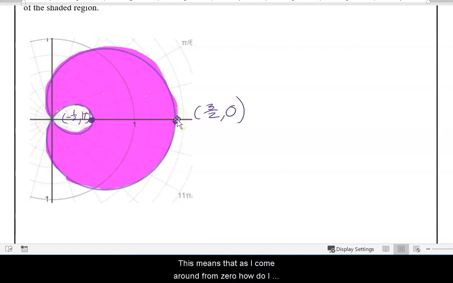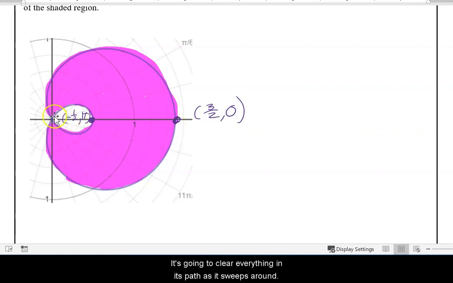This means that as I come around from 0, how do I get back to the pole? Be aware that the problem with going from 0 to the first time it hits the pole is that it does in fact work like the windshield wipers on your car when it's clearing snow.